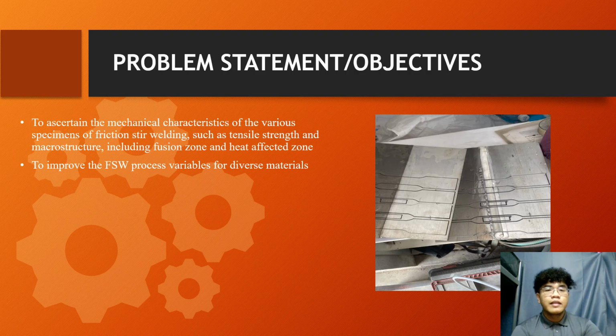Okay, next we go to the problem statement or objective. We have two problem statements here. First, to ensure the mechanical characteristics of the various friction stir welding specimens, such as tensile strength and microstructure, including the fusion zone and heat affected zone. The second problem statement is to improve the friction stir welding process variables for diverse materials.